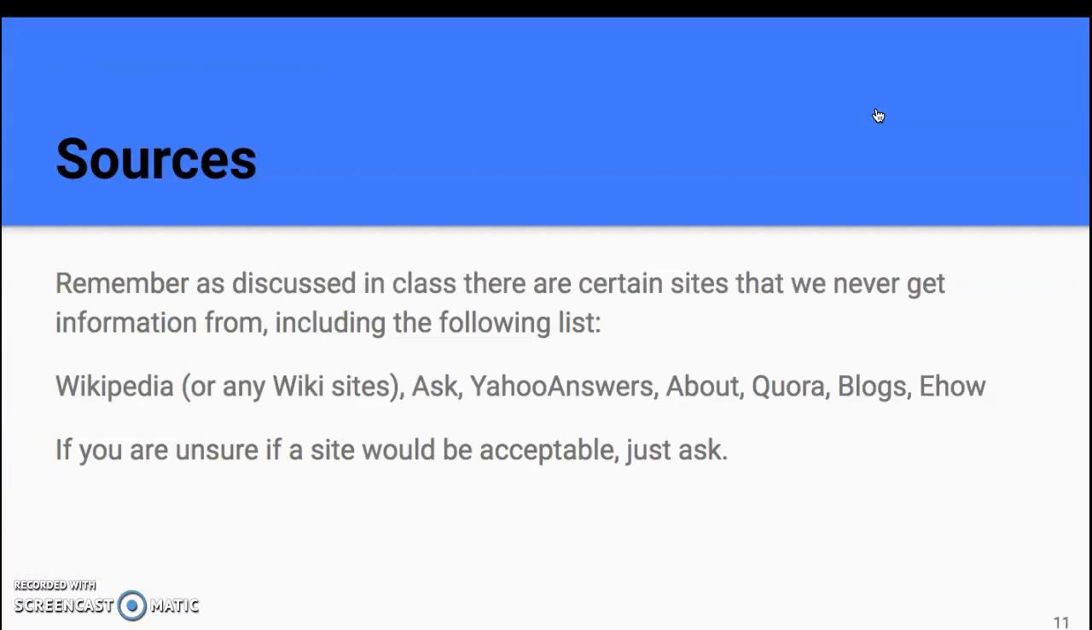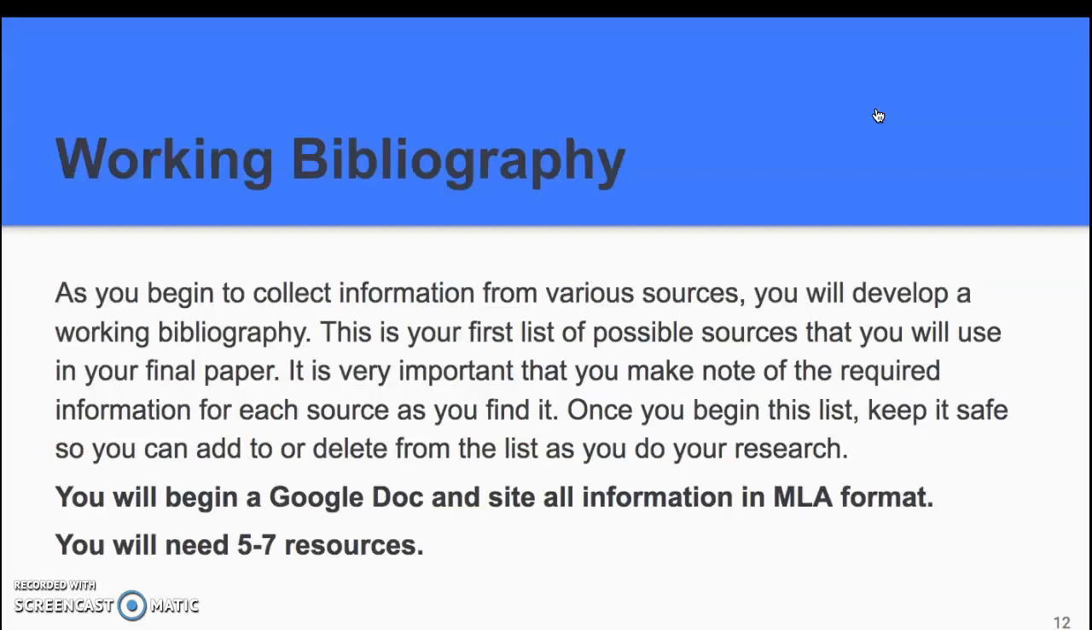So when we look for our sources, and we've talked about this multiple times before, not going to Wikipedia sites or any of the wiki answers, ask.com, Yahoo Answers, Quora, blogs, eHow. If you are not sure if a website is acceptable, like if it doesn't fit under one of these, email me, send me the link, have me look it over, and then I can give you a yes or no by looking at it myself.